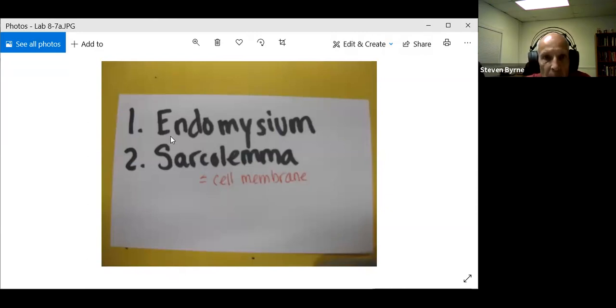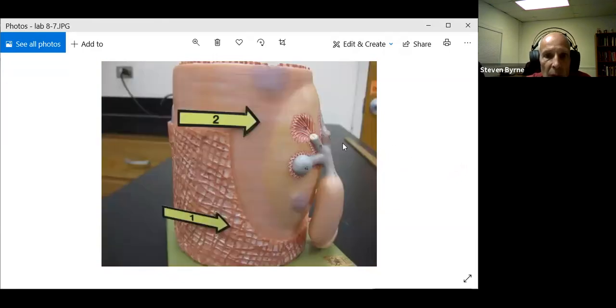Sarcolemma is the cell membrane of a muscle cell. Let's go back if we can. So we said this is the endomysium and sarcolemma. Okay, so the sarcolemma is where the axon terminal, these little feet things, are going to send acetylcholine across.